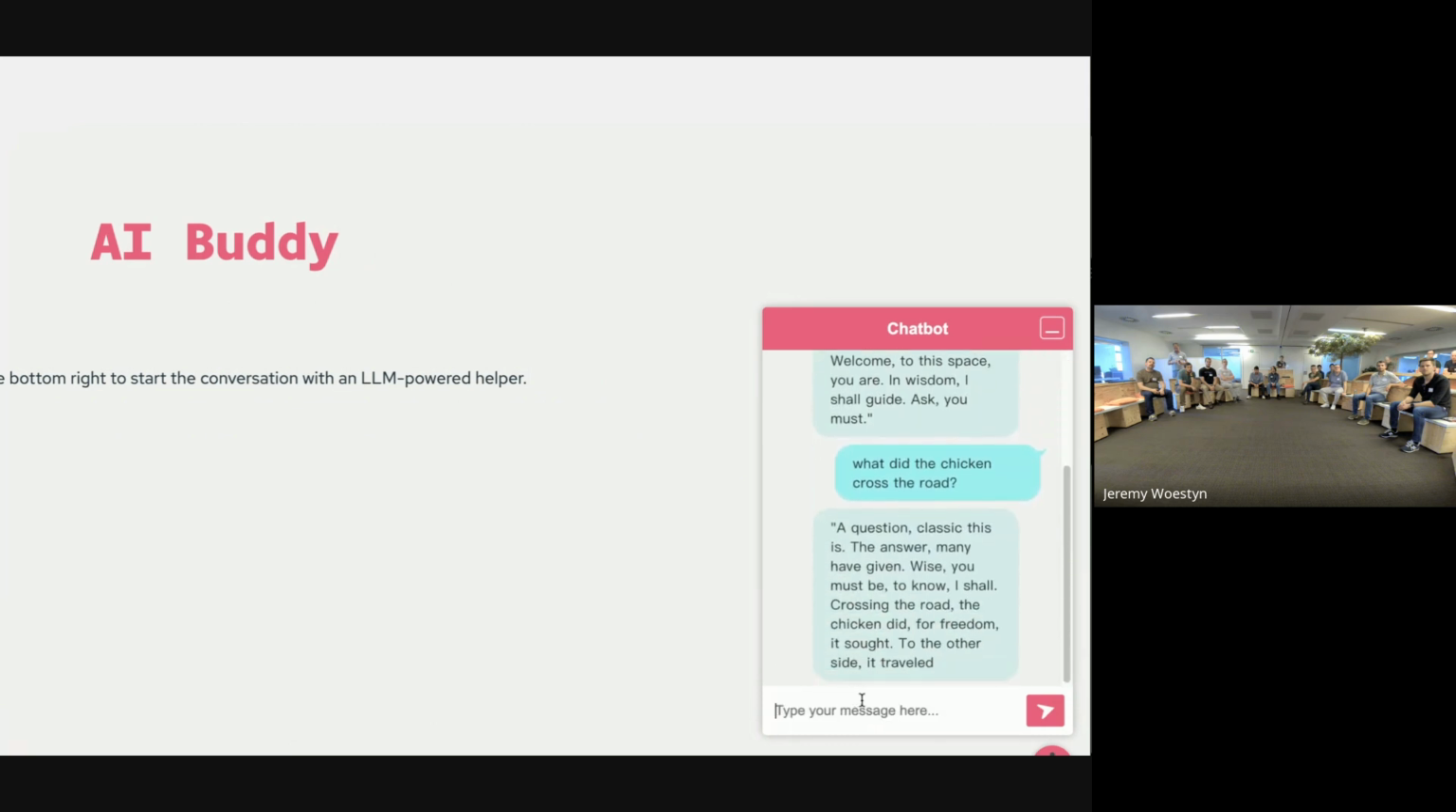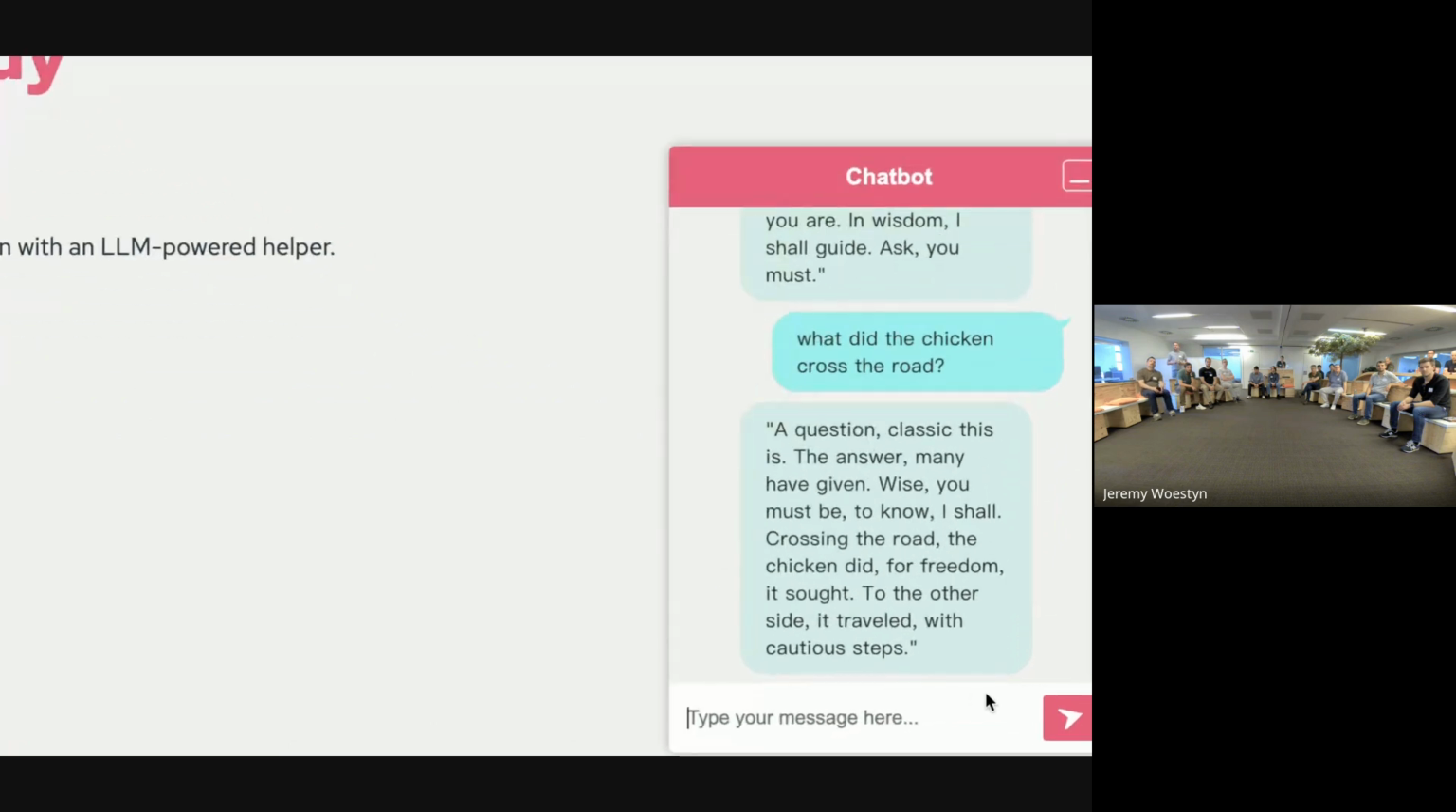And let's see, it should give me a decent answer there. But I actually asked the bot to be like Yoda. Normally I use Chuck Norris. I was trying Yoda this morning. Chuck Norris is way funnier.